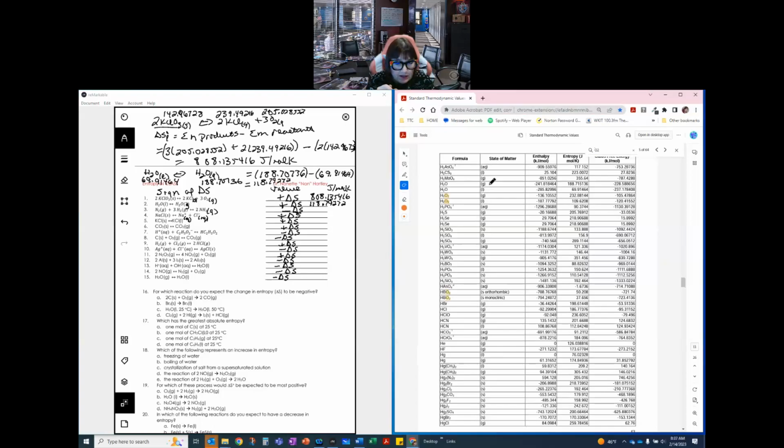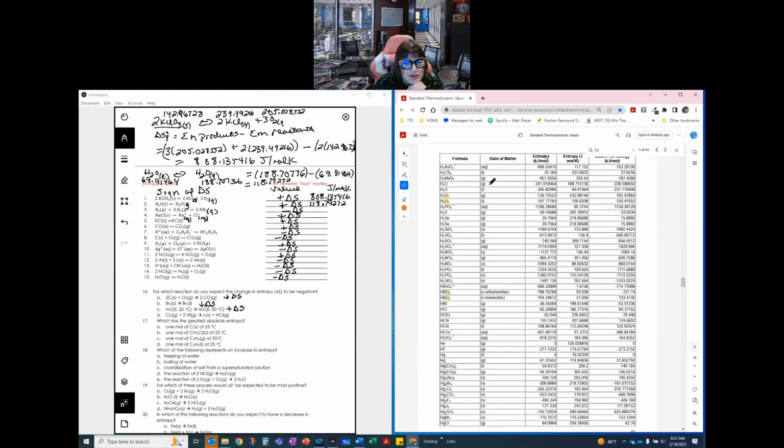Now, for which reaction do you expect the change in entropy to be negative? Okay, so I've got a couple of choices here. I want to know when it is going to be negative, i.e. not favorable. So I go from 2 solid, 1 mole of O2 to 2 moles of O2. I would expect this to be favorable, a positive delta S. Solid to liquid, I would expect that to be a positive delta S. H2O liquid at 25 degrees goes to H2O liquid at 50 degrees. Higher temperature, more disorder, I would expect that to be a positive delta S.